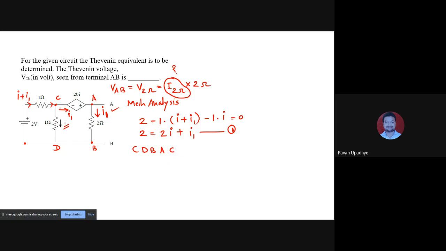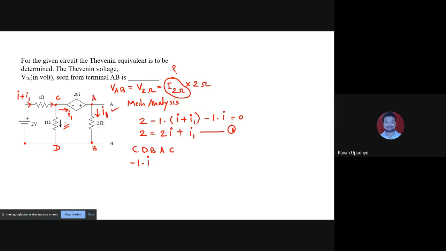While moving from C to D, I come across 1 ohm, and the current through 1 ohm is I. I and current small I are moving in the same direction from C to D. That is why this is minus. Between D to B there is nothing.